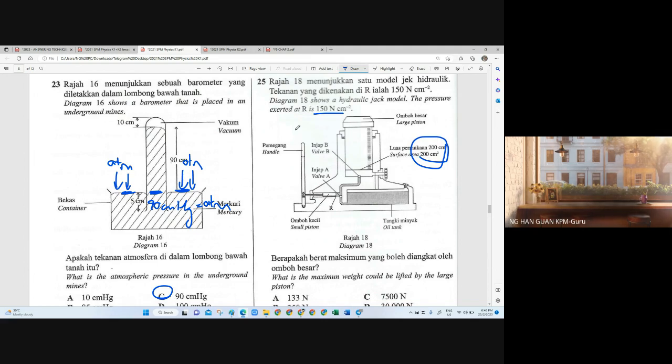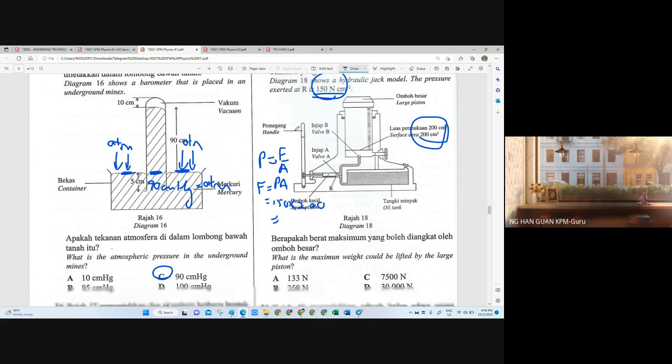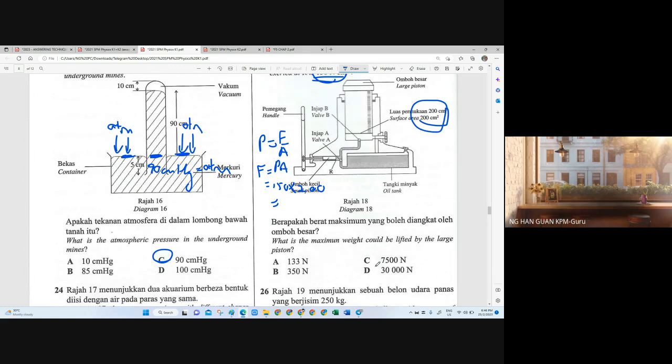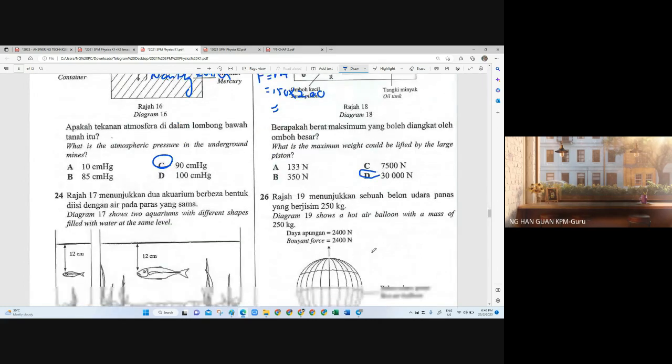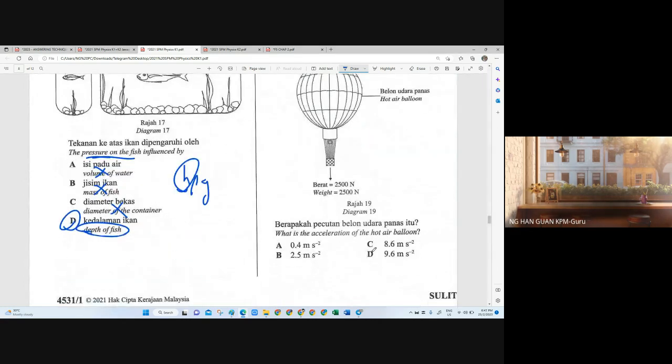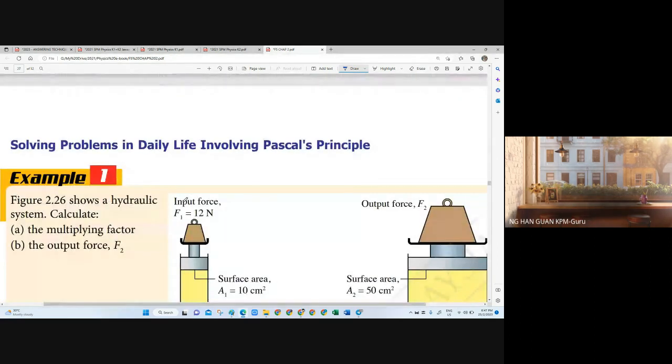Given the pressure already, it means the pressure is transmitted equally from inside. Then we apply P equals F over A, so F equals P multiplied by A. The pressure is given as 150, then multiply by the area, which is 200. So this is the maximum force. The answer will be D, just like that. Not difficult at all. I think that's all for this Pascal principle.